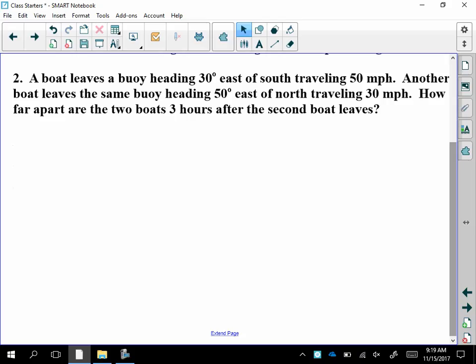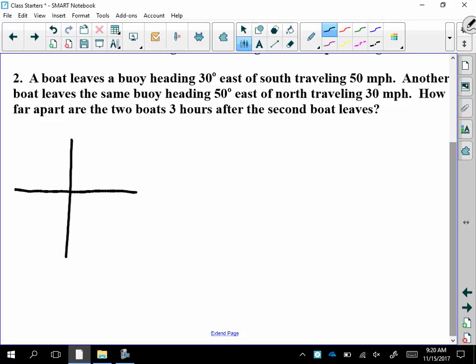3 hours after the second boat leaves, but we didn't say that, so we're just going to assume that they both leave at the same time. And we've done problems where one leaves at a different time than the other, and we know how to handle that, but we'll just assume in this case that both of these boats are leaving this buoy at the same time. So both boats have been traveling for 3 hours.